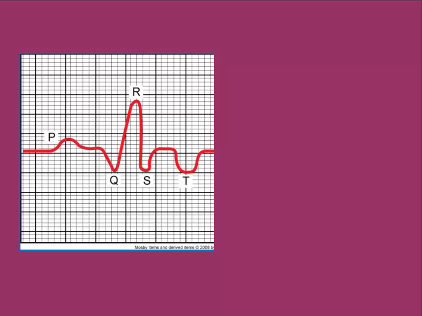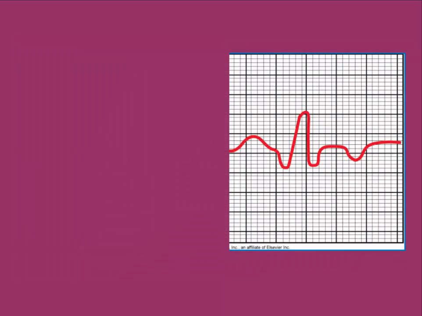Now let's take a minute to look at an unlabeled ECG wave. Can you identify the P wave? Do you know what the P wave represents? What about the QRS complex? Finally, what about the T wave? Make sure that you are able to discuss what is occurring during each of these waves and what electrical impulses these will represent in cardiac function.